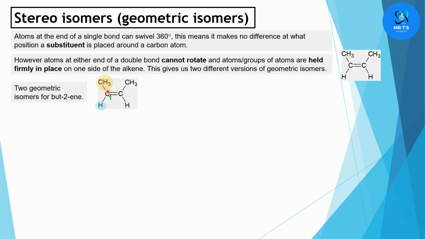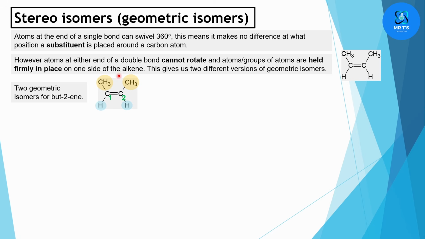We can see that off the first carbon there are two different groups or atoms bonded to it: a CH3 and an H. And off the second carbon there are two different atoms or groups: a CH3 and an H. To be a geometric isomer, actually you have to have two things.